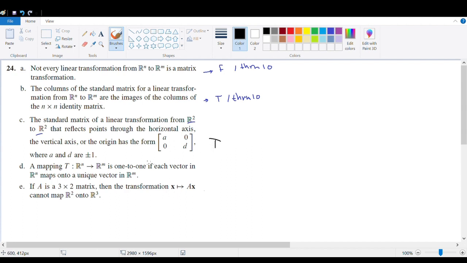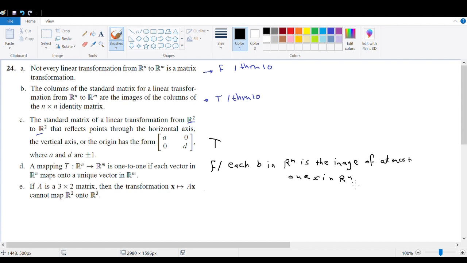So now for D, a mapping T from Rn to Rm is 1 to 1 if each vector in Rm maps onto a unique vector in Rm. We said this one is false because we need each b in Rm to be the image of at most 1 x in Rn. So here we said each b in Rm is the image of at most 1 x in Rn.